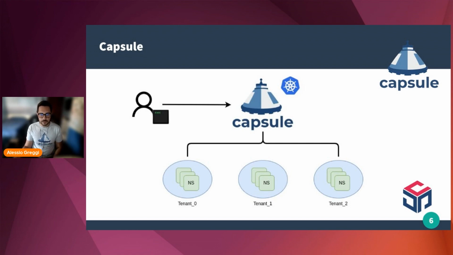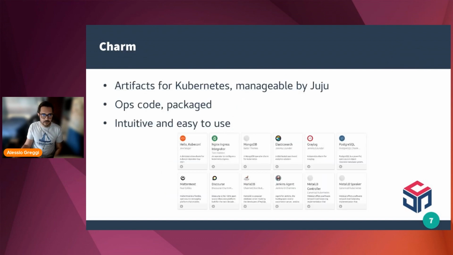So that said, after this fast overview about Capsule, I would talk about the charm. The charm is essentially an artifact that is manageable using Juju. In our specific case, so for the Capsule charm, this artifact is made for Kubernetes, but you can think of this artifact also as an application for your Linux distribution. So using Juju, you can essentially install the application or even configure the application.